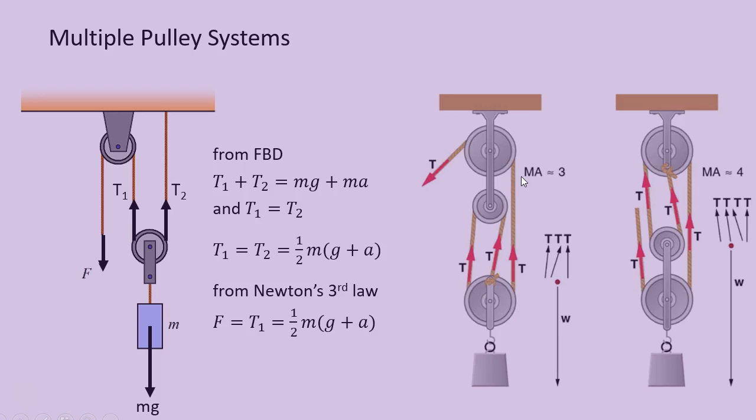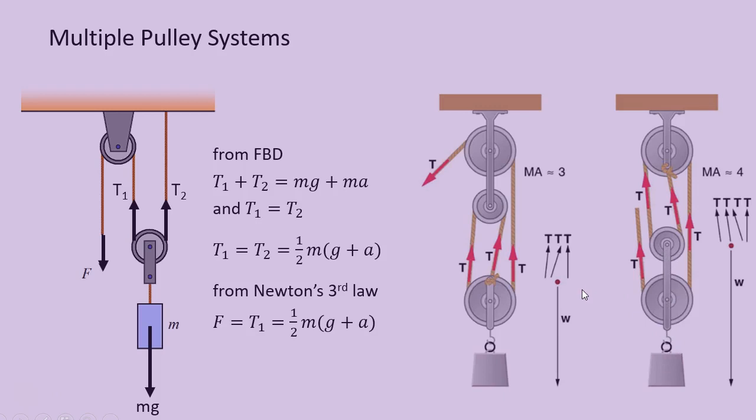I want to point out this MA does not stand for mass times acceleration. It stands for mechanical advantage. So this is telling us approximately the reduction in force needed to lift these objects, these blocks at the bottom. Both systems use 3 pulleys. In this system, the third pulley is attached to the ceiling, and in this system, the third pulley is attached to the moving block.